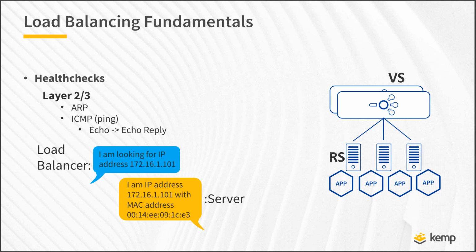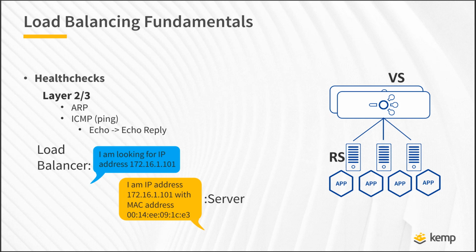And the server is going to respond, I am IP address 172.16.1.101. And by the way, my MAC address, layer 2, is in this case 00:14:EE:09:1C:E3. I think that's actually my laptop MAC address for this presentation, but it's the MAC address of the actual server. So now the load balancer knows that this IP address exists on the network and it is reachable through this MAC address.